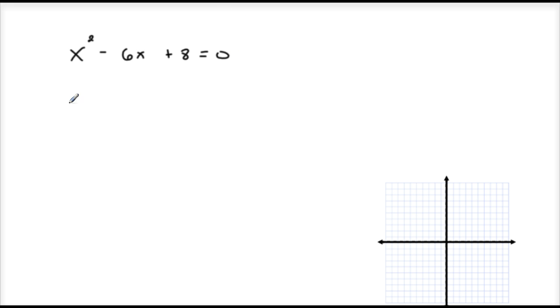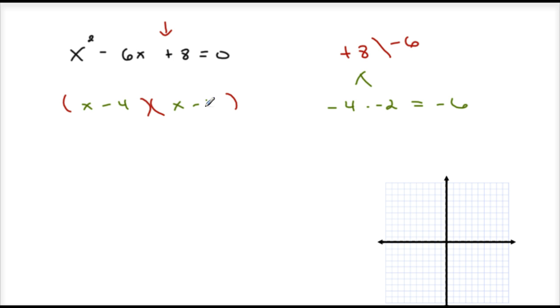So again, same method. I want to break this up into two sets of parentheses. My last sign is positive, meaning I'm going to have both the same signs in my parentheses, or my quantities. I want factors of positive 8 that add up to negative 6. What are factors of positive 8 that add up to negative 6? Negative 4 times negative 2. If I multiply negative 4 and negative 2, I get positive 8. If I add negative 4 and negative 2, I get negative 6. So my factors here are x minus 4 and x minus 2. Except now I have equals 0.